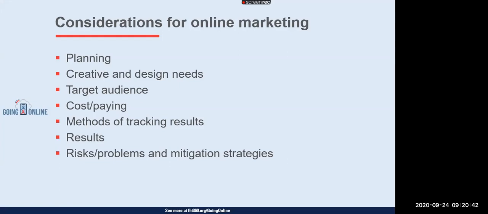How have you tracked the results of those you reach online for offline uptake of services or any other metric you're using to measure your success of these marketing approaches? And then what were your results compared to the approaches that you used? And did you find any risks or problems with the approaches, and how did you mitigate those? So just keep these in mind, and we'll go to the next slide.